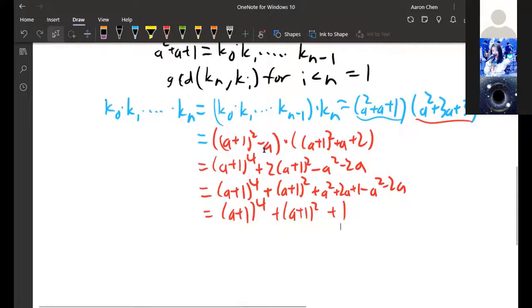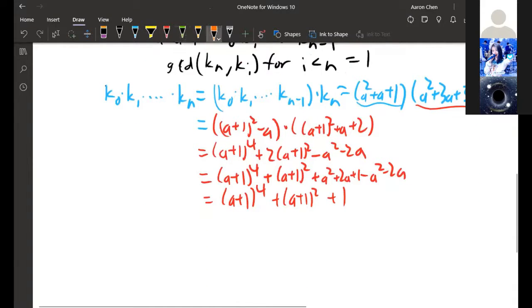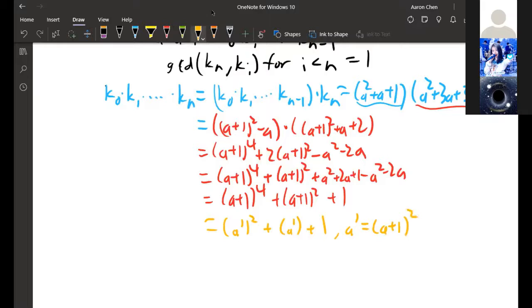And now this is clearly in the form of a prime squared plus a prime plus 1, where a prime is equal to a plus 1 squared. And so what that means is that the inductive step holds true, and so that completes the question.